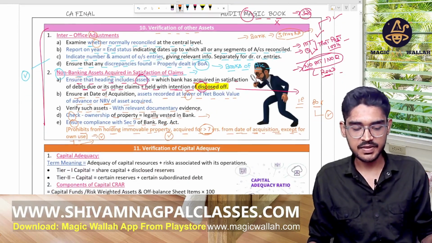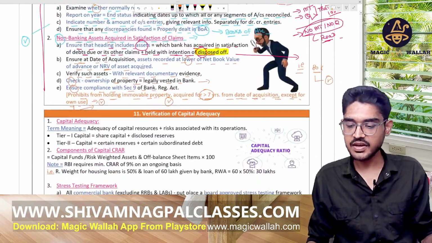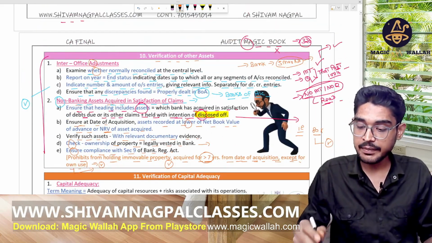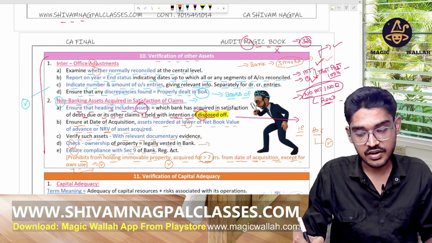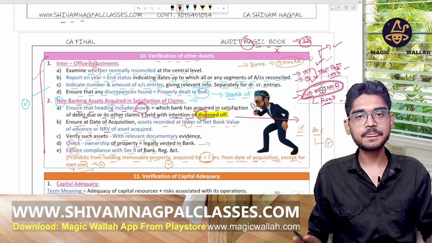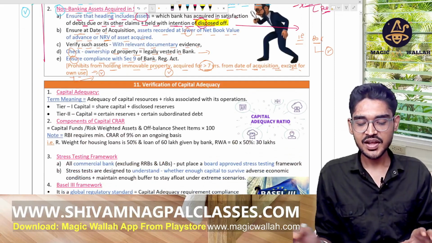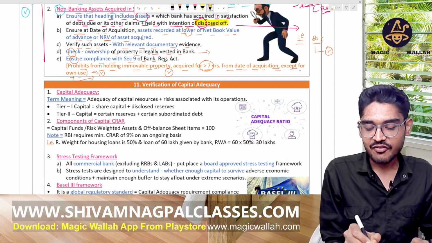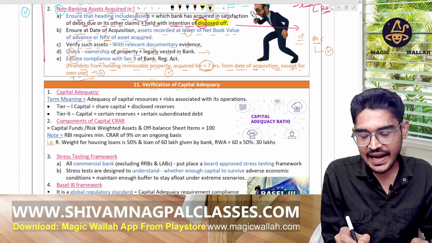Not important for the example, but maybe MCQs ask for this topic. Memorize where a memory technique or a question is given. Where no memory technique is given and no question is given, just read it like this. Okay, fine. Now, the next point is about the verification of the capital adequacy.